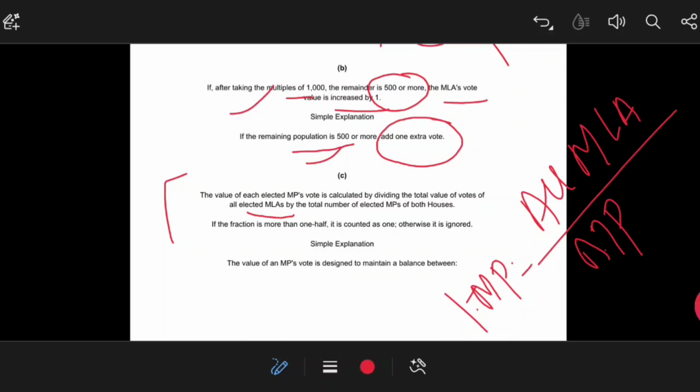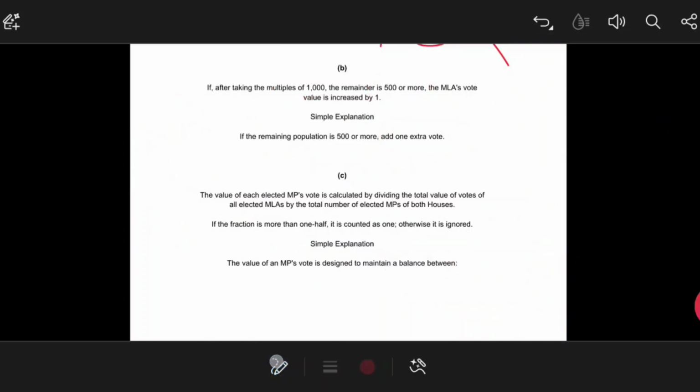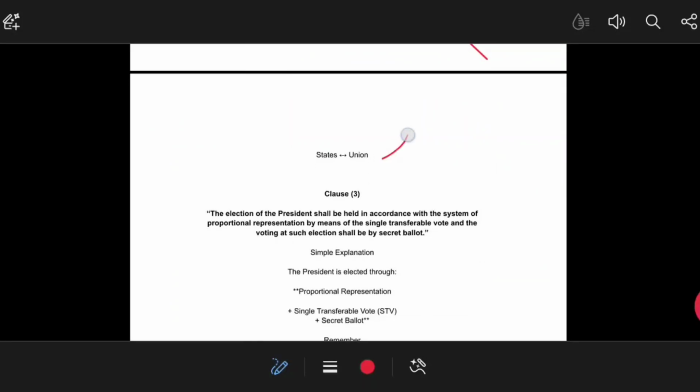And if the fraction is more than half, that means it is greater than 1 by 2, then it is counted as 1. Otherwise it is ignored. So the value of an MP's vote is designed to maintain a balance between the states and the Union.